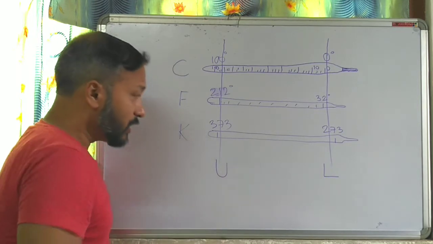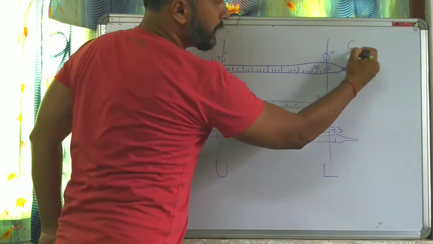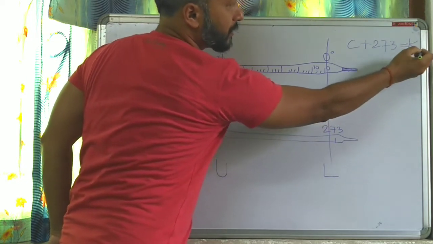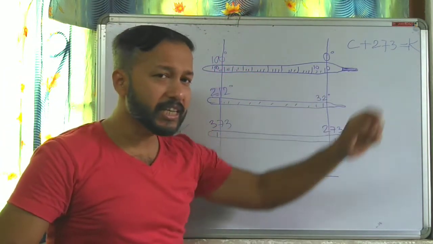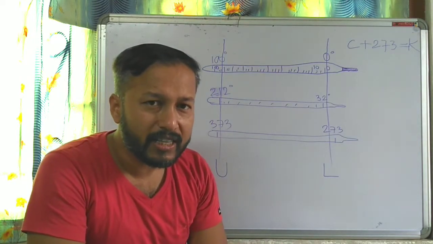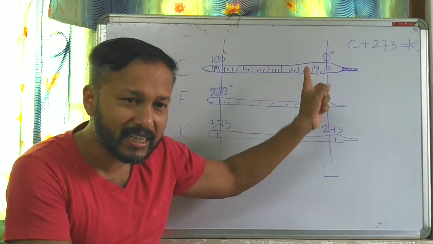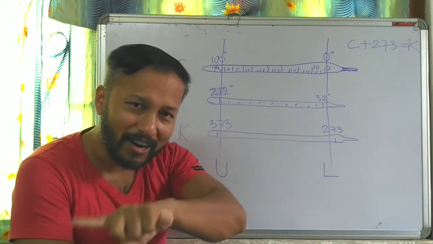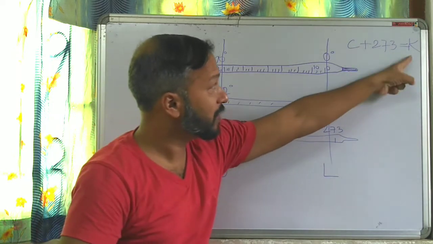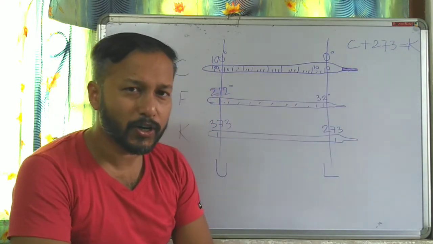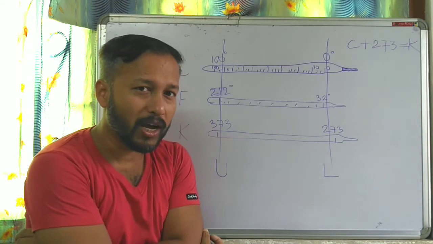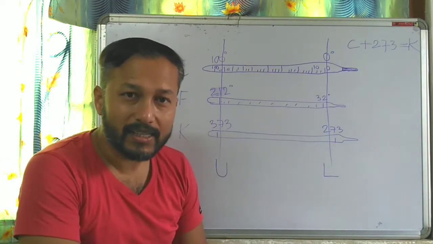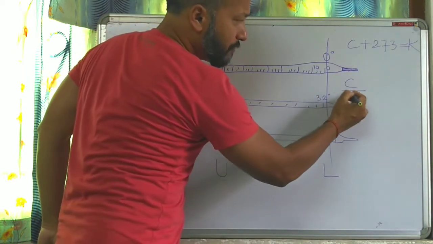The first equation, C + 273 = K. By using this equation, you can convert the temperature measured in Celsius into Kelvin. Yes, Celsius to Kelvin or Kelvin to Celsius. Got it?